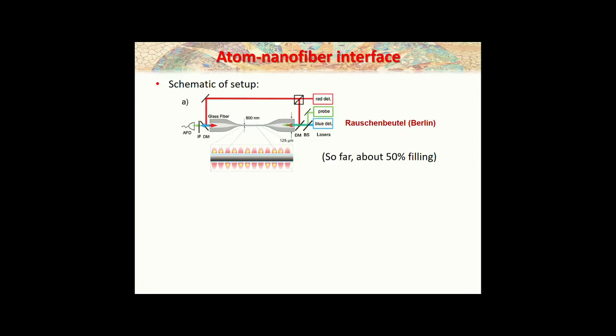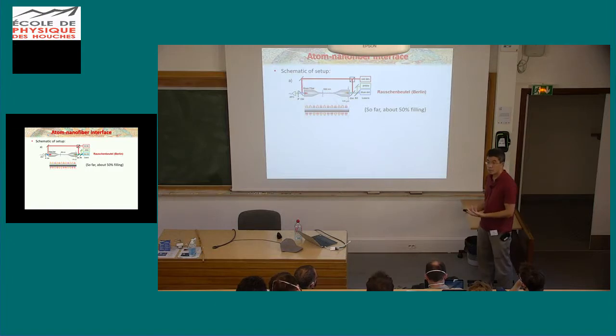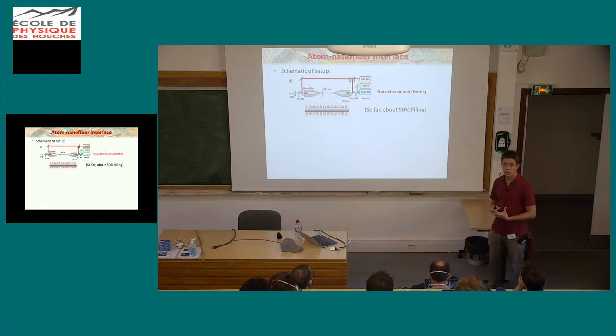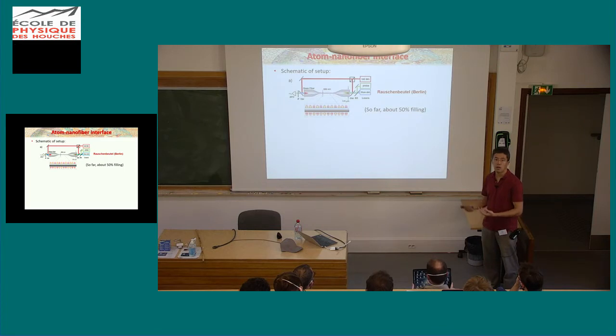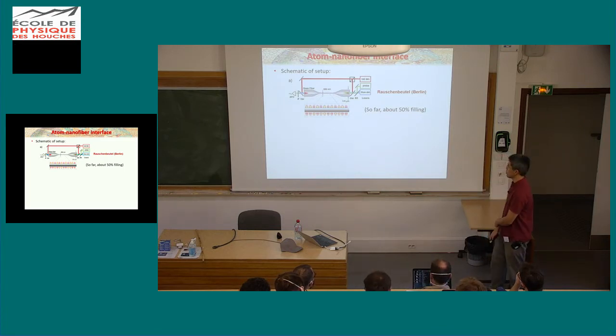Experimentally, even though you have an optical lattice, you still have to fill it. At the moment, people tend to get around 50% filling of the lattice sites. So it's not a perfect lattice. In the theory, we want 100%. But there are efforts underway to try and improve this 50% filling factor.